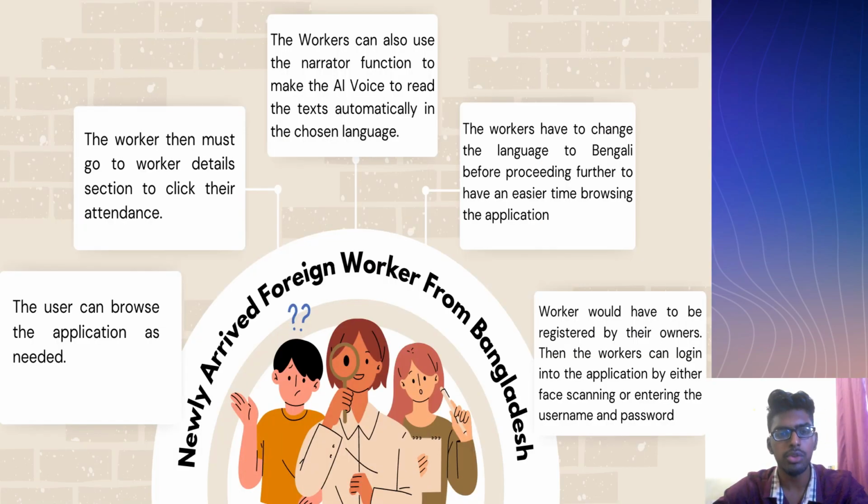Now let me explain how newly arrived foreign workers from Bangladesh will use this website. First of all, the worker will have to be registered by their owners, and the worker can log in to the application by either face scanning or entering the username and password. Secondly, the worker has to change the language to Bengali before proceeding further to have an easier time browsing the application. The worker can also use the narrator function to make the AI voice read the text automatically in the chosen language. Fourthly, the worker then must go to the worker details section to click their incidents. Finally, the user can browse the application as needed.